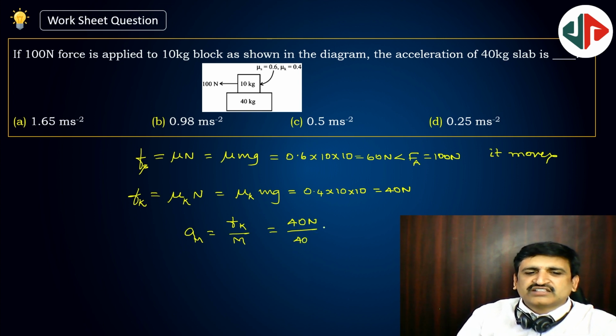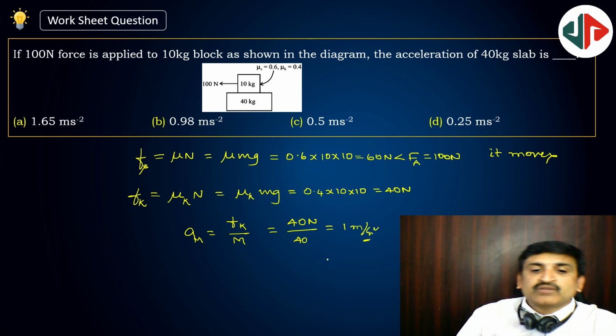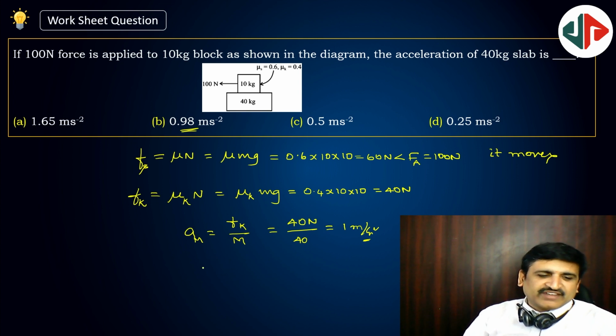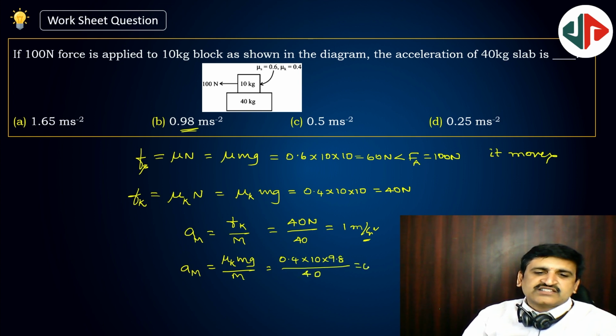Okay, 40 kg. So it will be 1 meter per second square. If I take g value 9.8, then I'll get 9.98. Okay, so if you want, you can do like that. Anyway, I too will write one step, because then only you people will be satisfied. So mu k mg by m, that is 0.4 into 10 into 9.8 by 40. Then obviously 0.98 will come. Okay. Next.